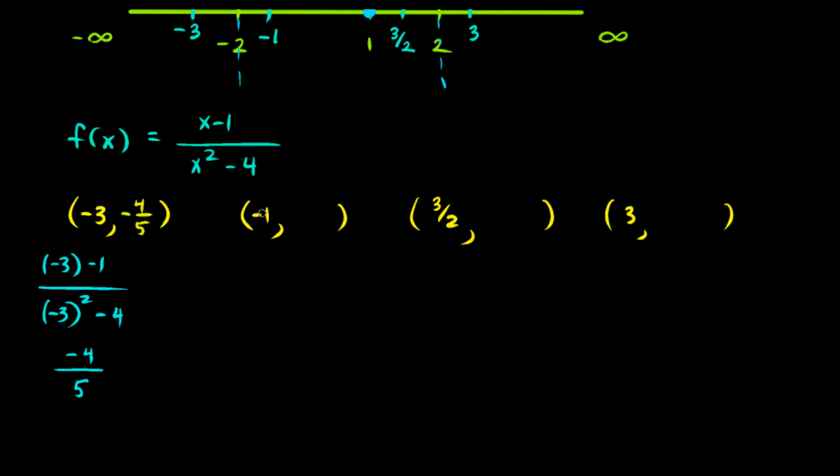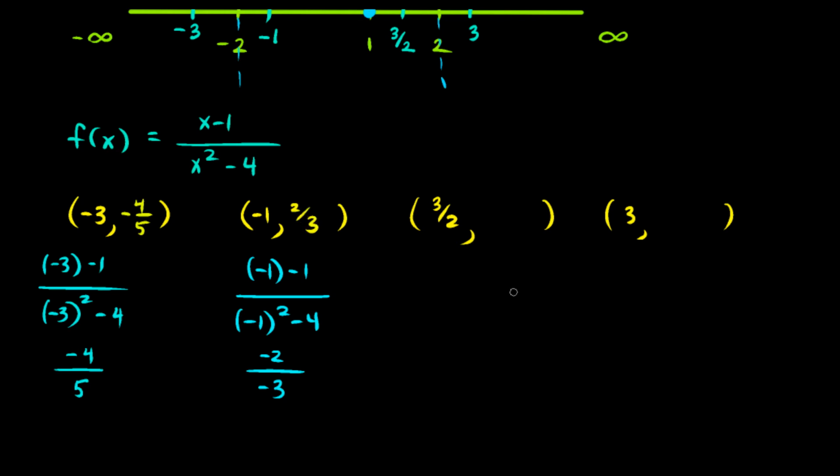Alright, for -1, I plug -1 wherever I see an x. So I'm going to have -1 minus 1 over -1 squared minus 4. So -1 minus 1 is -2. Negative 1 squared is 1. 1 minus 4 is negative 3. So negative 2 over negative 3 is 2/3.